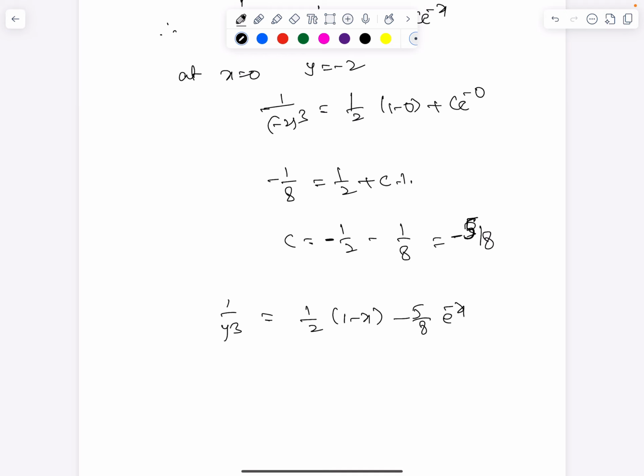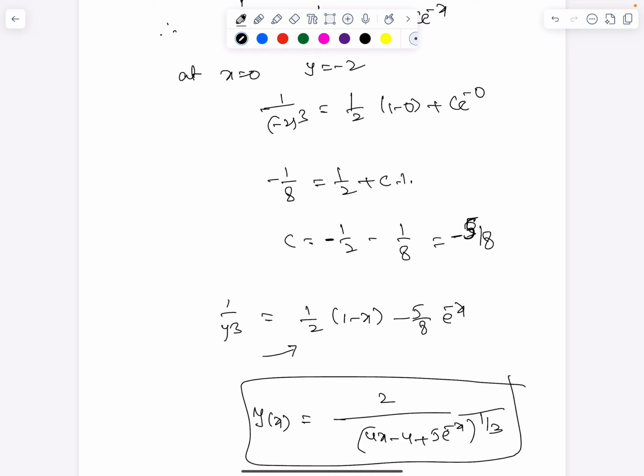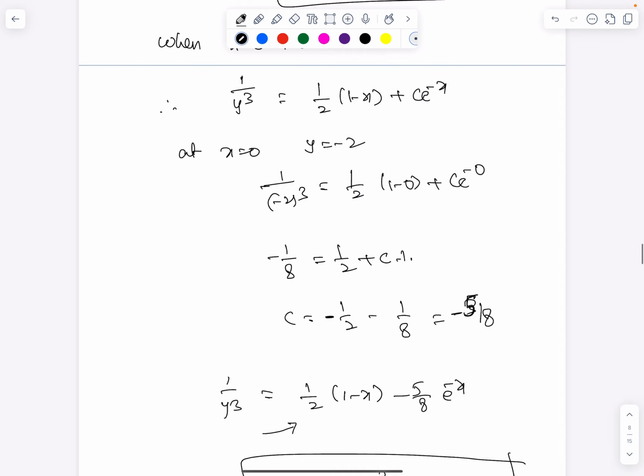If you want, you can stop here. Otherwise, you take the cross multiplication and then try to simplify. That gives you the solution, something like y of x is equal to 2 divided by (4x minus 4 plus 5 e power minus x), whole power 1 by 3. So this is your solution to the given differential equation.